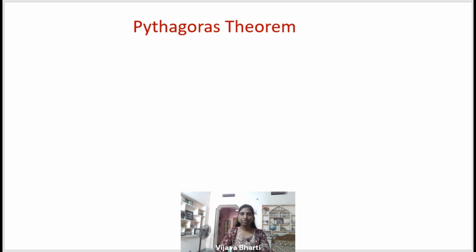Today we are going to learn a new topic, proof of Pythagoras theorem. And it is very important for class 10 students. CBSE has deleted this topic from NCERT, but this theorem is very important for AP Board and other boards.